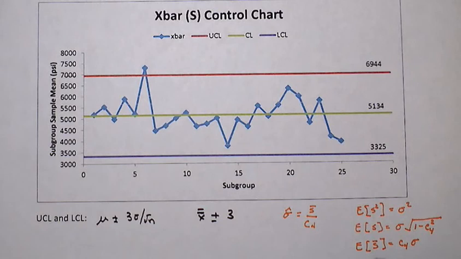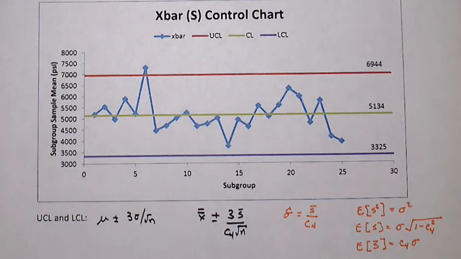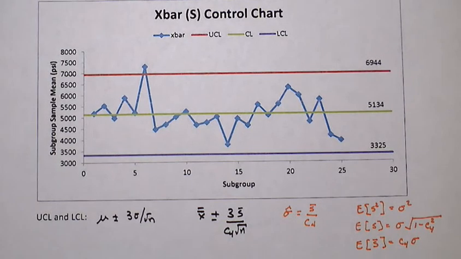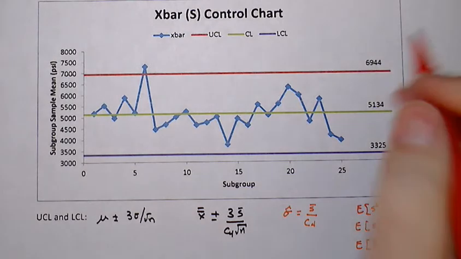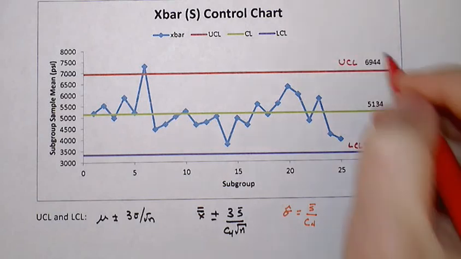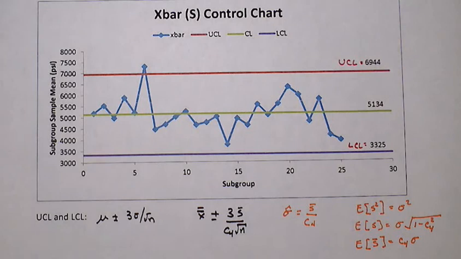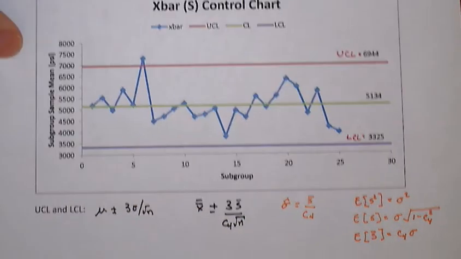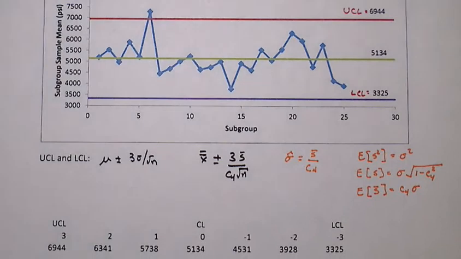Alright, so there's the expected value of S bar equal to C4 times sigma, and we're going to plug that in over here. C4 and the square root of n come into our upper and lower bounds for our X bar chart based upon S. You'll see down below the tabulated values that go along with the upper and lower control limits, as well as those zone values, which I have not plotted on this particular chart. I'll just give you a brief snapshot. You've got it in your handout, but there they are. They actually do exist.